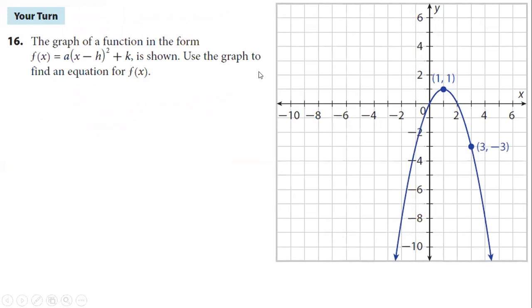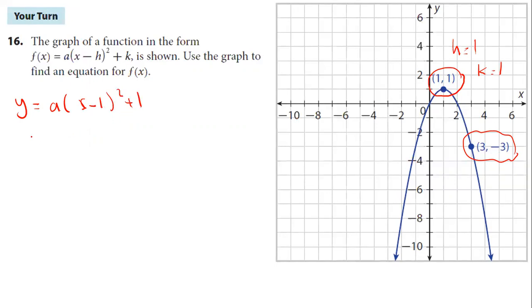Your turn. Look at this one. We have here a point, a vertex h and k. So h equals 1 and k also equals 1. And this point I will use to get the value of a. Let's start. First, y equals a (x minus 1) power 2 plus 1.